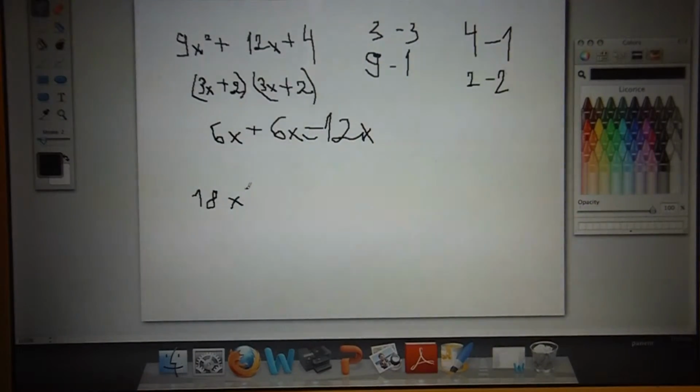18x squared minus 9x. Wait a minute, where'd the third number go? How am I supposed to solve this one?